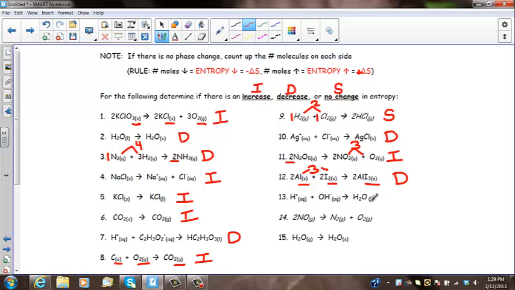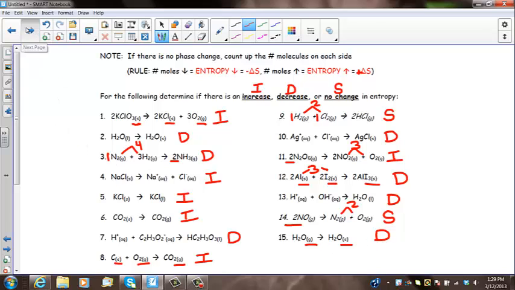Here we're going from aqueous to liquid, so we're going to a more ordered state, so this is a decrease. Again, we have an all gas system, 2 moles versus 2 moles. They're staying the same. And in the last one, we're going from gas to solid. Please remember that this is deposition, and this would be a decrease for sure because we're going to the solid state, which is the most ordered state.